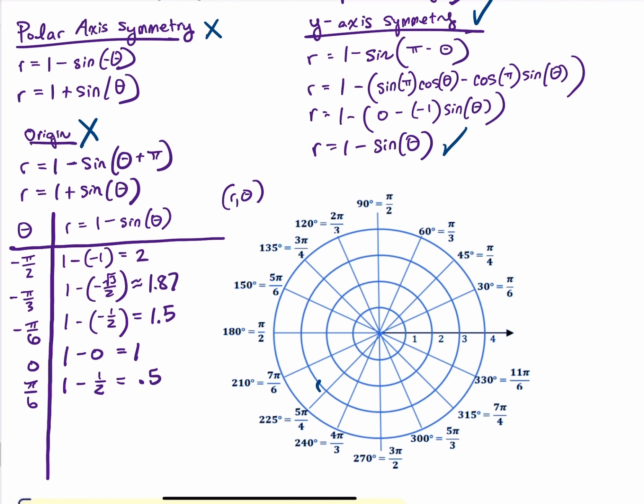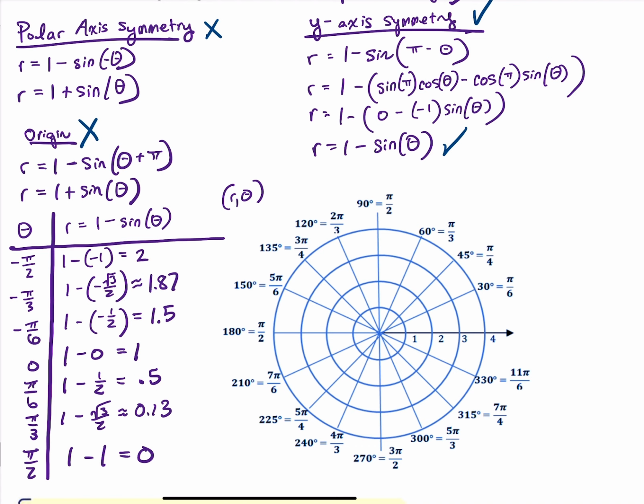And we can say pi over 3. That's 1 minus the sine of pi over 3, so 1 minus root 3 over 2. That'll give you approximately 0.13. And then for pi over 2, this is 1 minus the sine of pi over 2, which is 1. So that's equal to 0. So let's plot these points and then use symmetry to get some additional points.